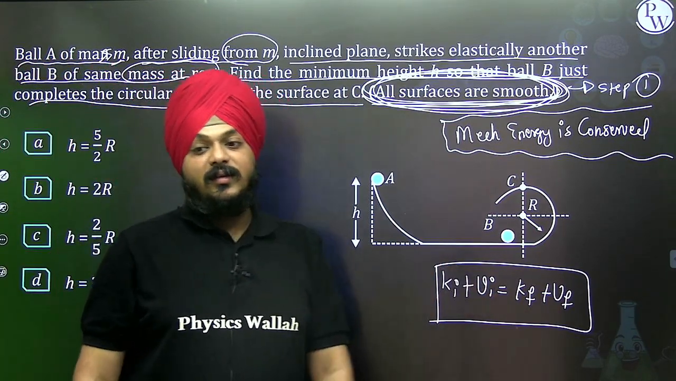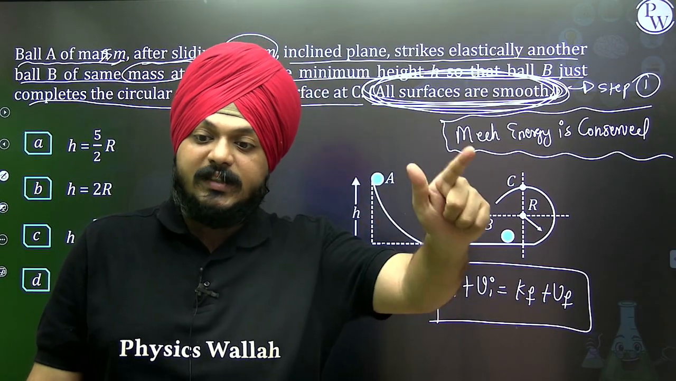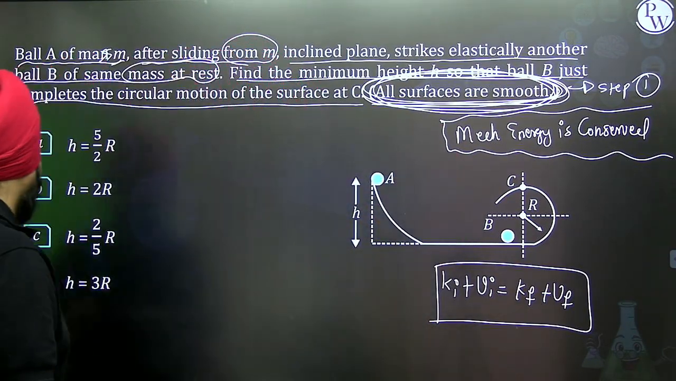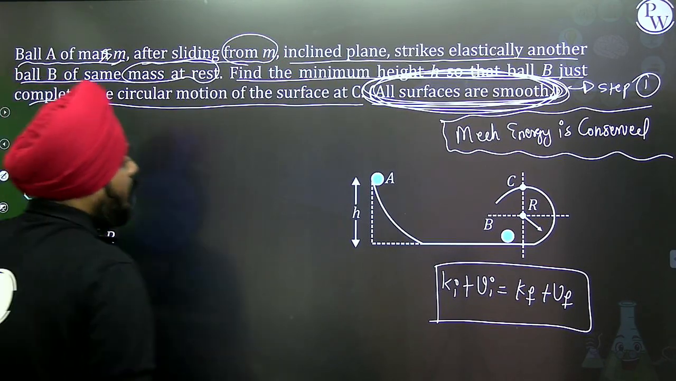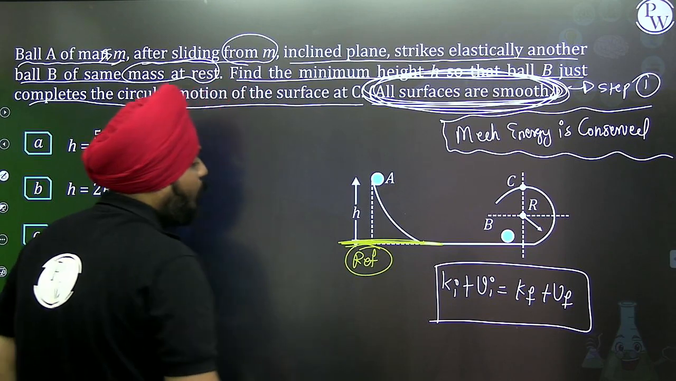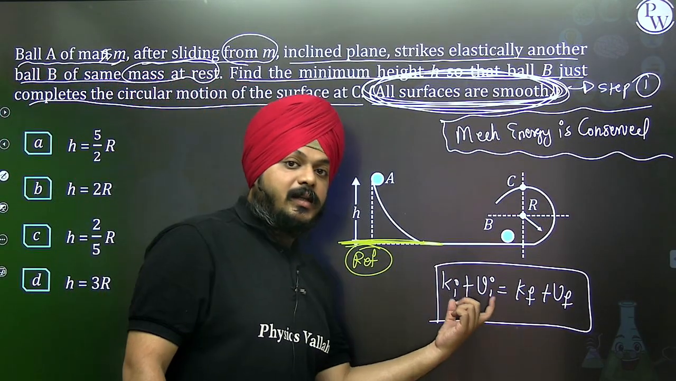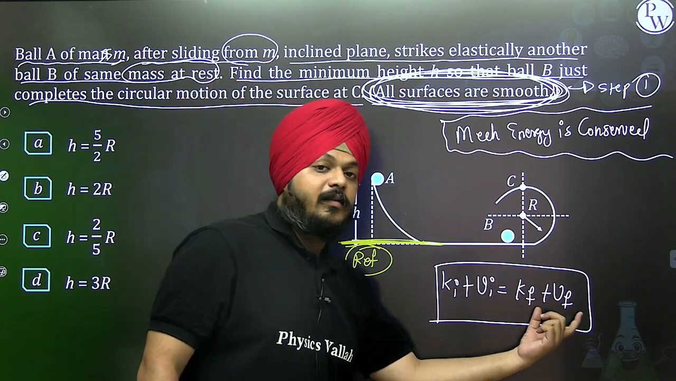For this, we need to define the reference point, because potential energy is always calculated with respect to the reference point. So this is a reference point about which the potential energy we need to calculate. This is the total energy at the initial position. This is the total energy at the final position.